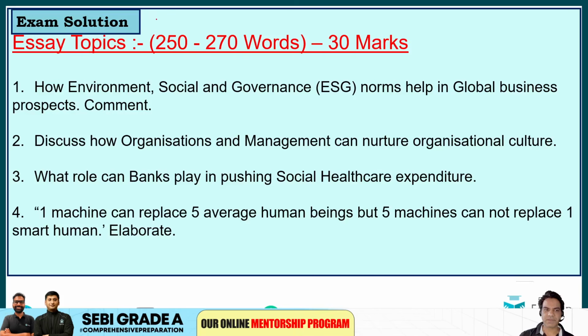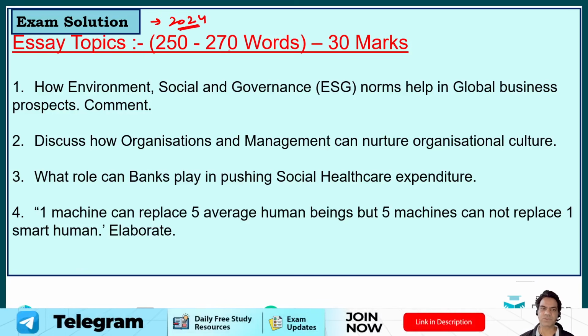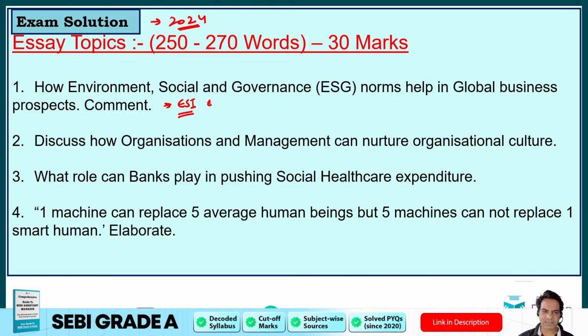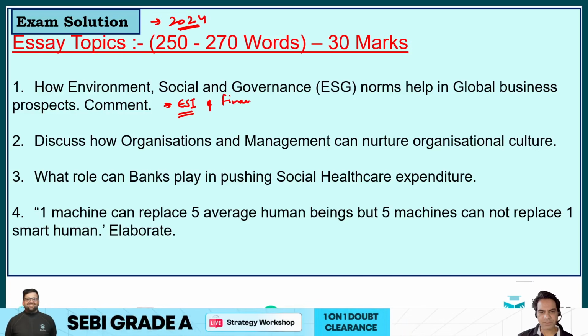Now let's look at the previous year paper, guys. This was the paper for the year 2024. In the 2024 SEBI exam, these were the topics, and the word limit was 250 to 270 words. The four topics that were given: first, how environment, social and governance, ESG norms, helps in global business prospects. This was based on your economic and social issues, plus your finance as well.